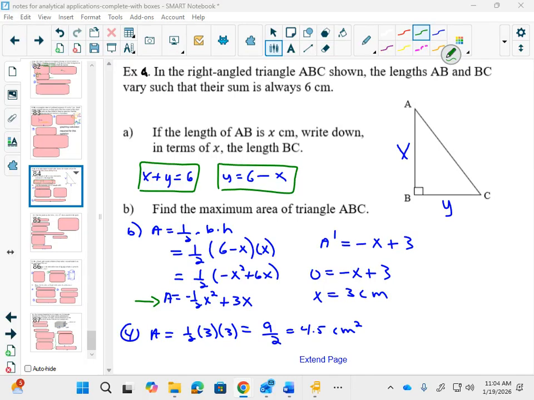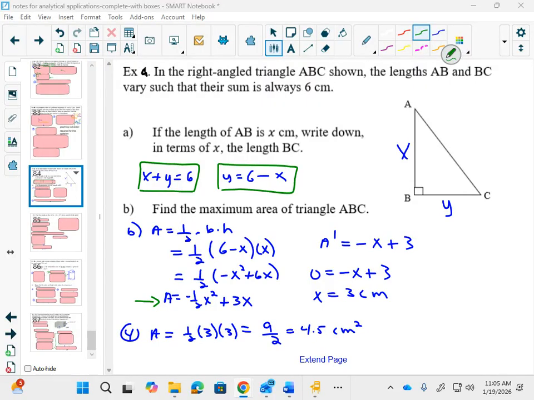And in all of our optimization questions, we find the derivative, set the derivative equal to 0. So that means x has to be 3, y would also be 3, and the maximum area would be 4.5 centimeters squared.